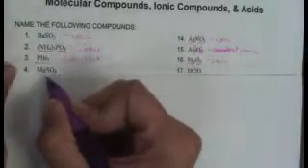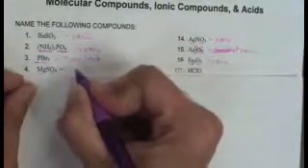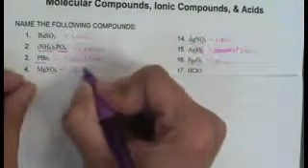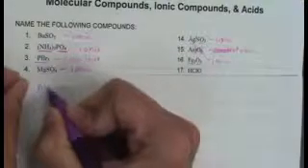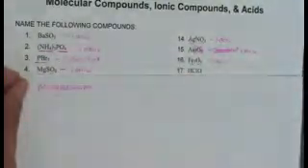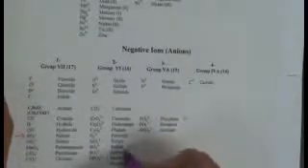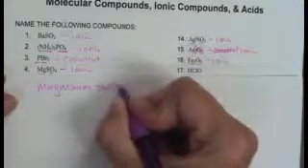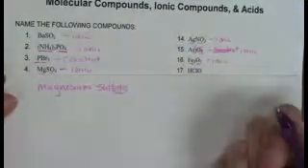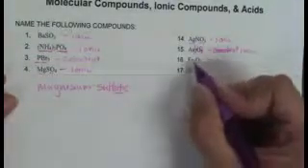We have MgSO4. Mg, magnesium, is a metal. This is a polyatomic ion, so this is going to be an ionic compound. We know that this is magnesium. SO4, you're going to have to look on your polyatomic ion chart. So pull that over here. If we look right here, SO4 is sulfate. So this is going to be magnesium sulfate. And again, we don't change the ending of your polyatomic ions.